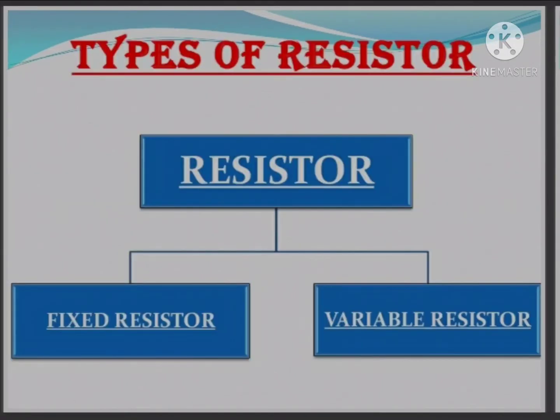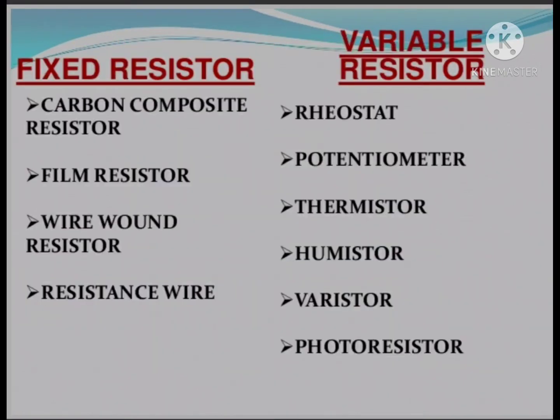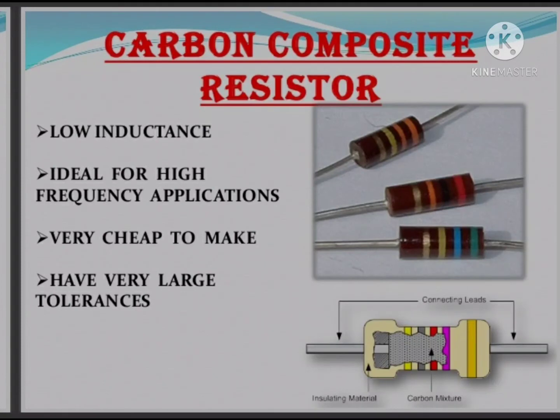Types of resistors. There are two types of resistors. First one is fixed resistor. Second one is variable resistor. In fixed resistor, the subtypes are carbon composite resistor, film resistor, wire wound resistor, resistance wire. In variable resistor, first one is rheostat, second one is potentiometer, third one is thermostat, fourth one is thermistor, fifth one is varistor, and sixth one is photoresistor.